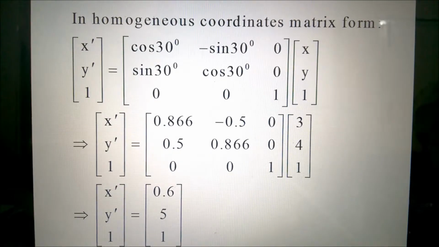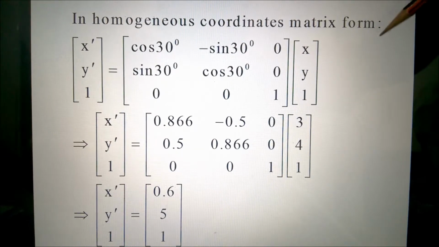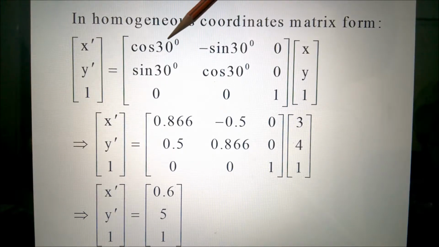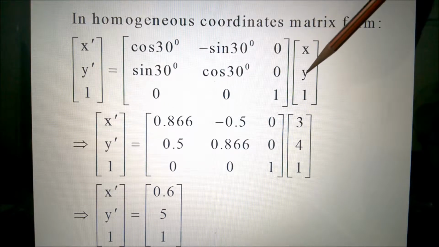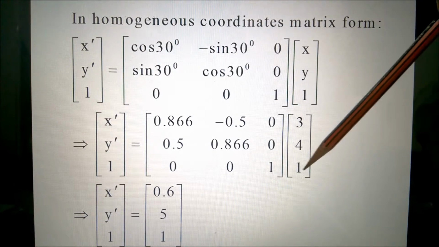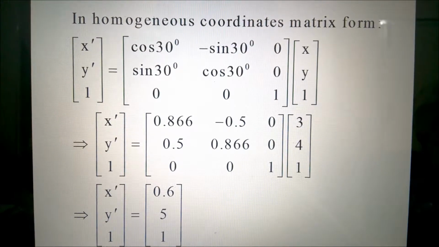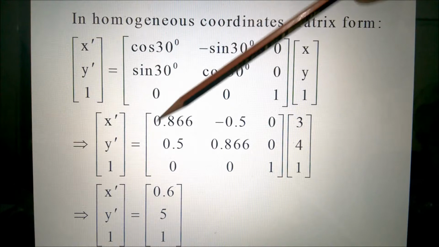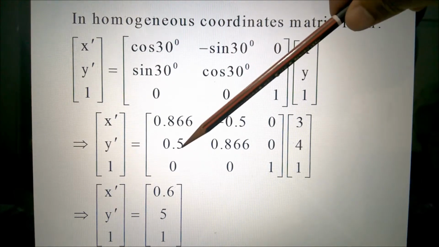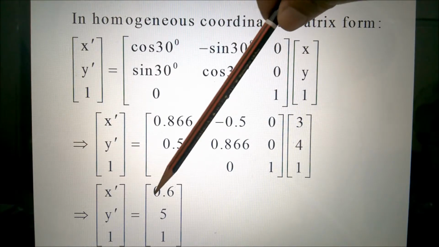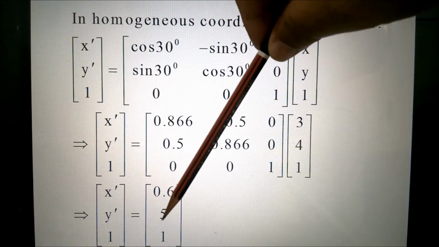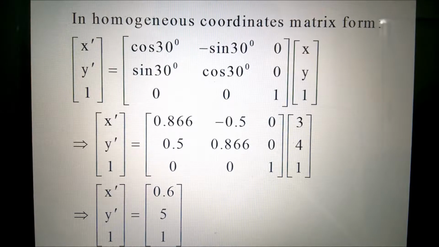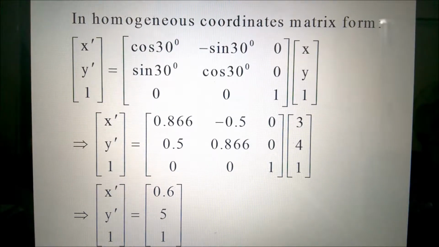Now you can see that in the homogeneous coordinate matrix form also, whatever I showed, if I replace theta by 30 degrees in the matrix, and x and y by the original coordinates 3, 4, and the additional one dimension has to be given in the homogeneous coordinate form, then after multiplying this transformation matrix with the coordinates, you can find the new x coordinate is 0.6, and the new y coordinate is 5, which is what we found by applying equations number 3 and 4.